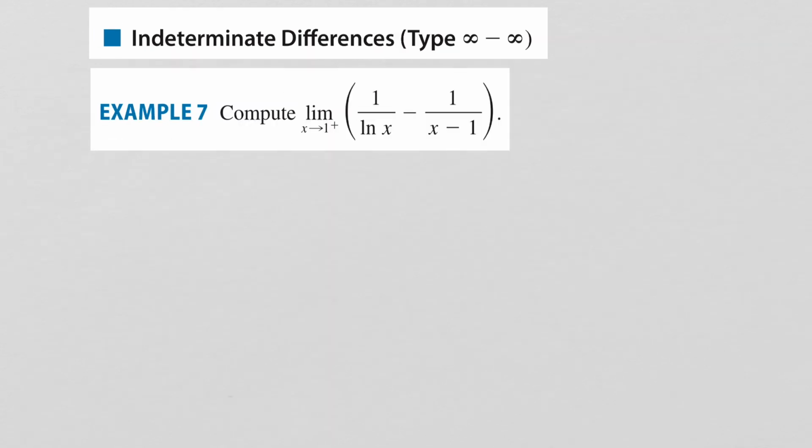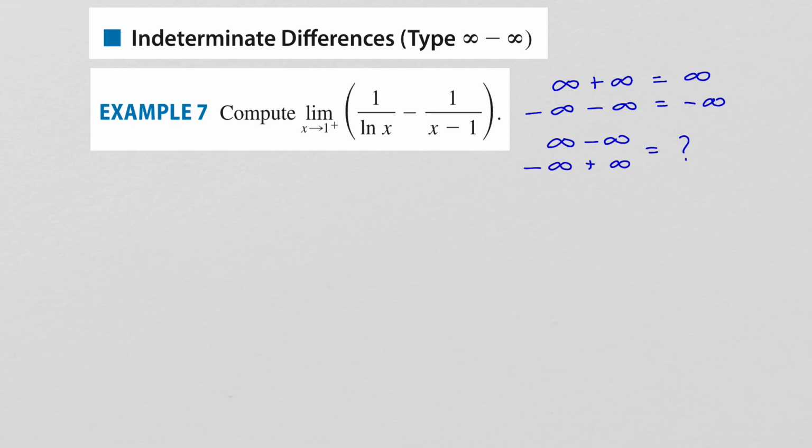The next indeterminate type is what we call an indeterminate difference, and it is where you have infinity minus infinity. And just to be clear, infinity plus infinity is not an indeterminate. That is infinity. And negative infinity minus infinity is not an indeterminate. That is simply negative infinity. So it is only when you have infinity minus infinity or negative infinity plus infinity, these are the ones where we don't know what it is equal to.